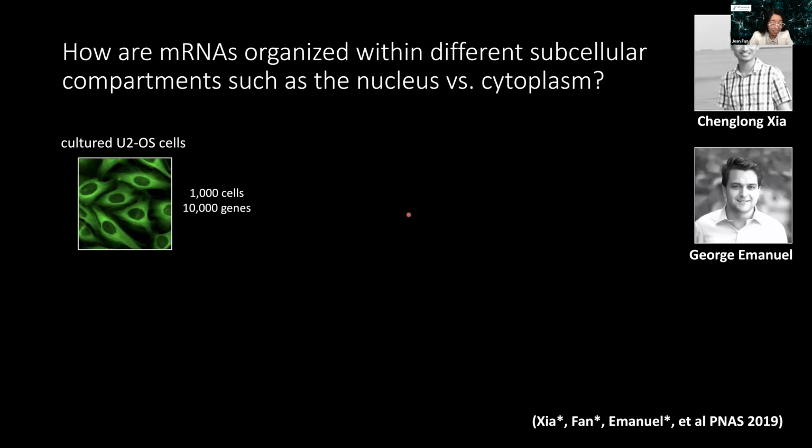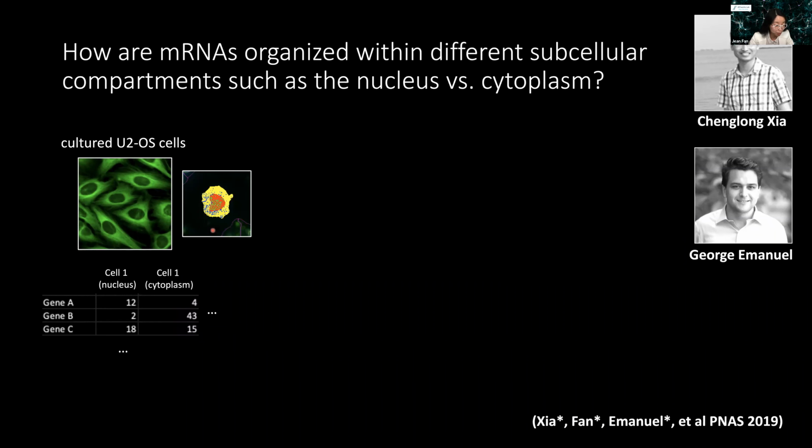So this was work in collaboration with Chenlong Xia and George Emanuel and Xiaowei's lab back when I was a postdoc. And this is work that has been published in PNAS in 2019. But here what we wanted to do is ask, what mRNAs are organized in different subcellular compartments, such as the nucleus versus the cytoplasm. In particular, Chenlong used MERFISH with expansion microscopy to profile over 10,000 genes in about 1,000 cultured U2OS cells.